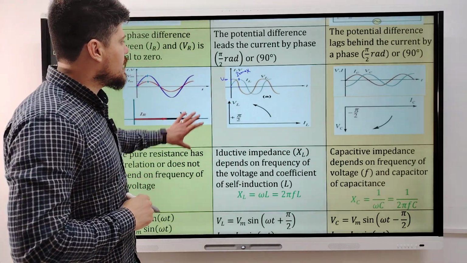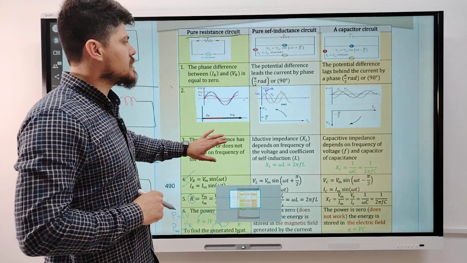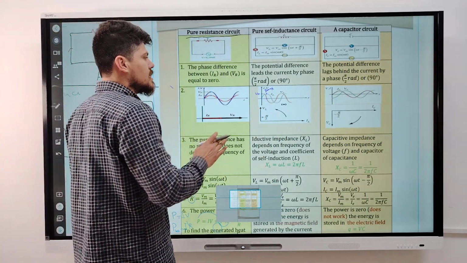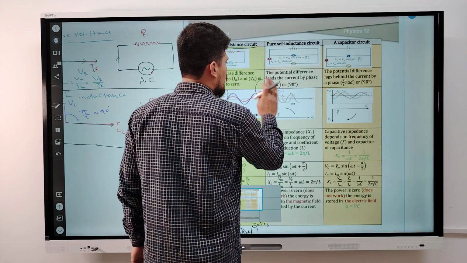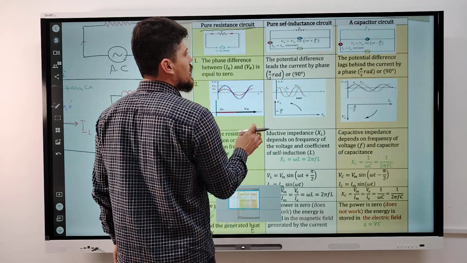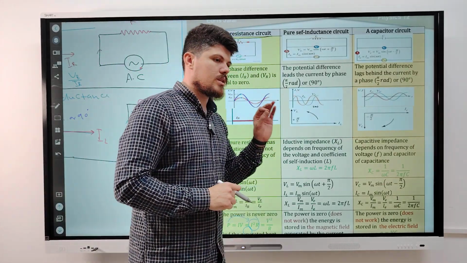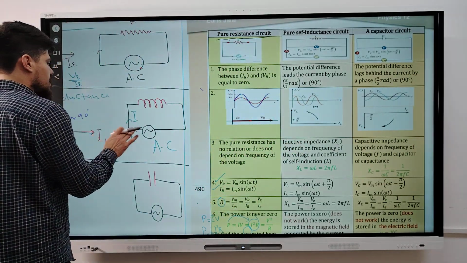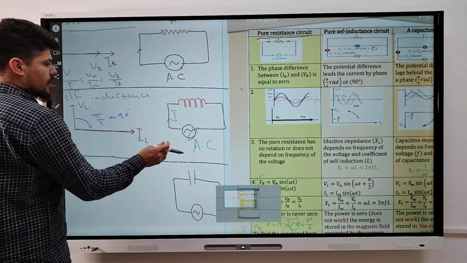Okay? It means that in pure inductance in AC circuit, potential difference leads the current by phase pi over 2 or 90 degrees. Okay? So which one leads? The potential difference leads the current. Potential difference leads what? Potential difference leads current. Okay?